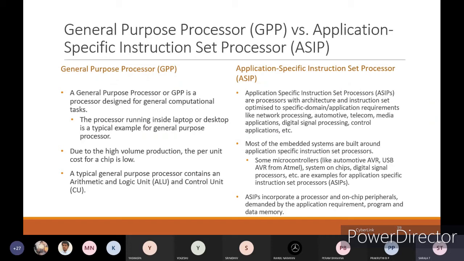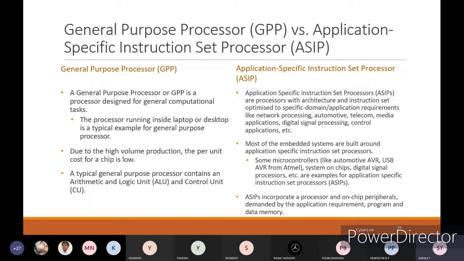It can't be used for general purpose operations like calculations or giving an output with respect to the input. No, here it is with respect to a specific application, like a network processing unit, automotive unit, telecommunication unit, media applications like cameras, video cameras, digital signal processing units like your hearing aid. Automotive means the controlling sections of your automatic cars. All those things come under application specific instruction set processors.